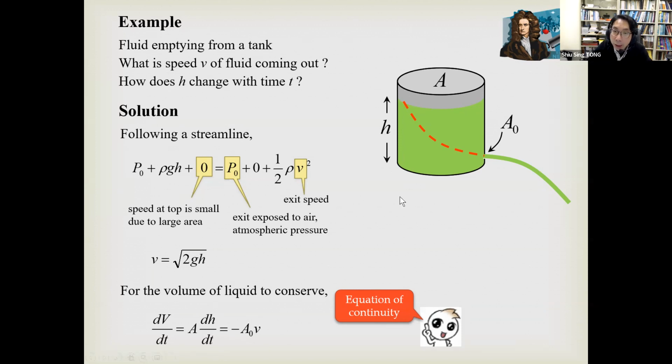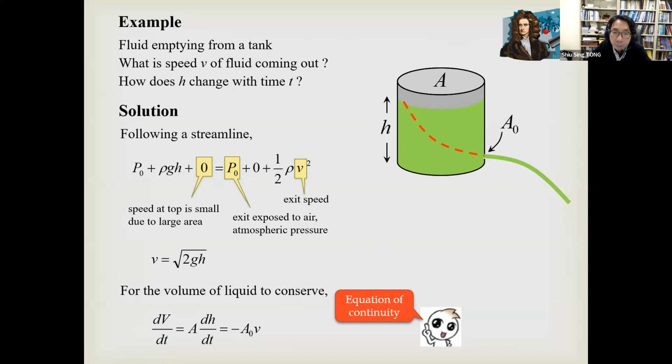And that must also be equal to the amount of water flowing out, which is the velocity of flowing out multiplied by the area of the hole, A naught. I put a negative sign here because by definition, v is positive, but dh/dt is negative. So in order to make the sign right, I have to manually add the minus sign here.